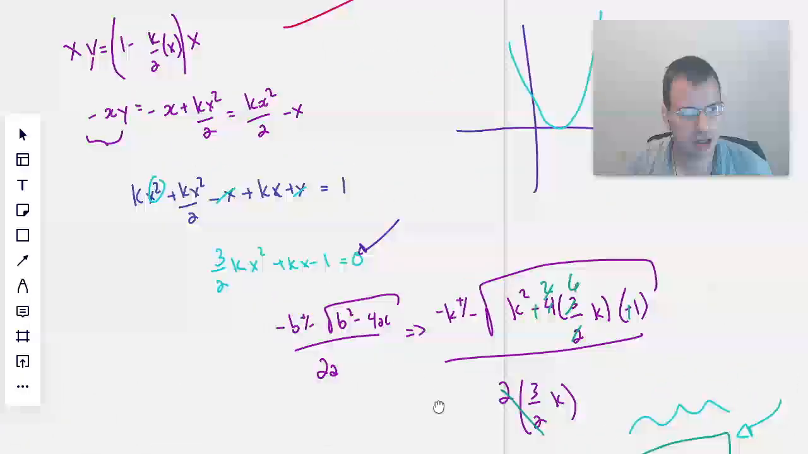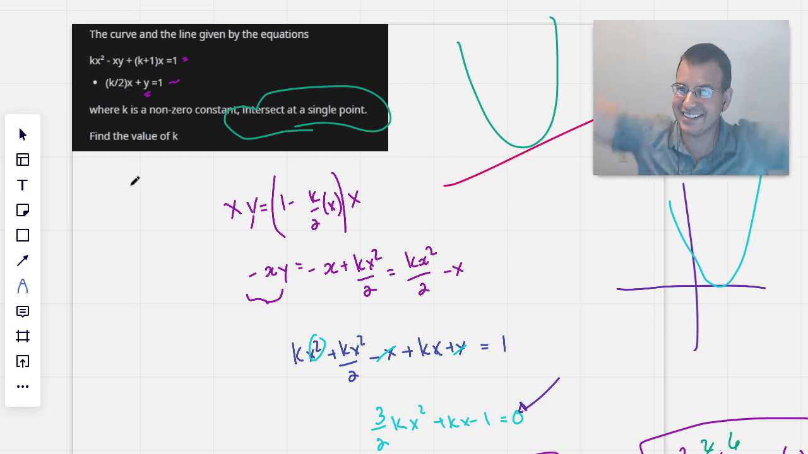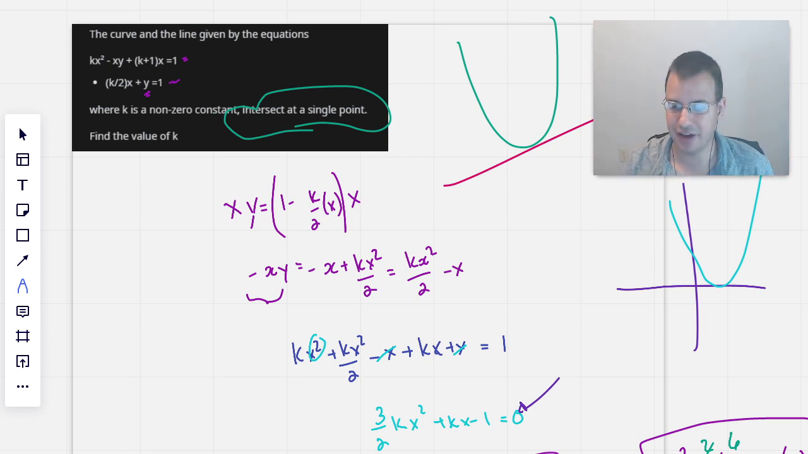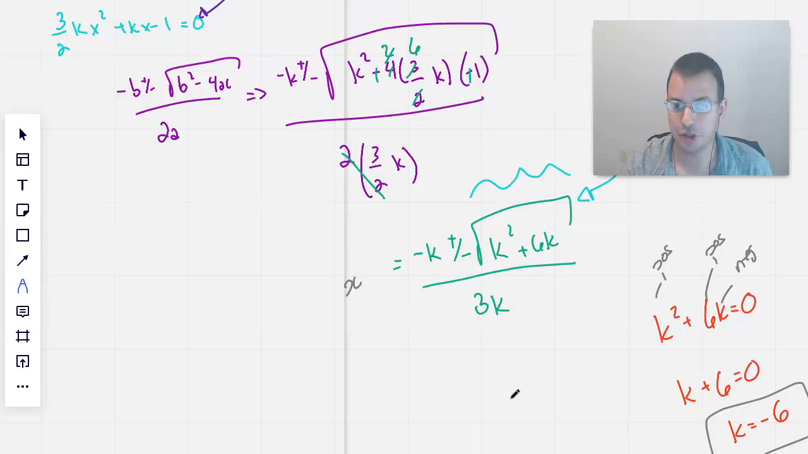Is that good enough? Did we just do this? Find the value of k. Yes, we totally did. So we could also find the values of x. So this gives us x. So we know this part equals 0.